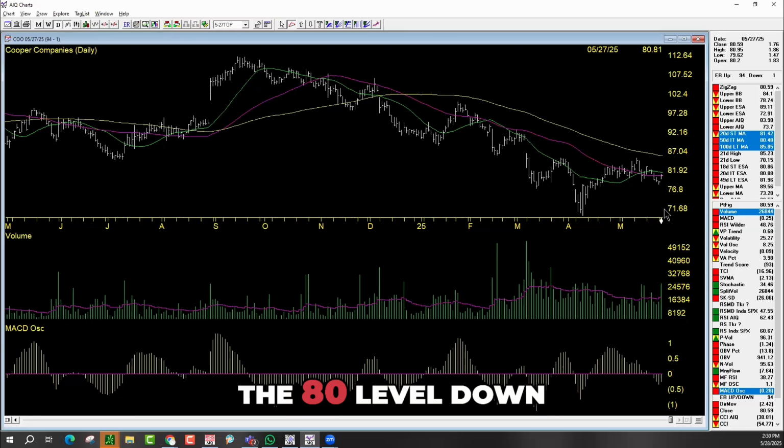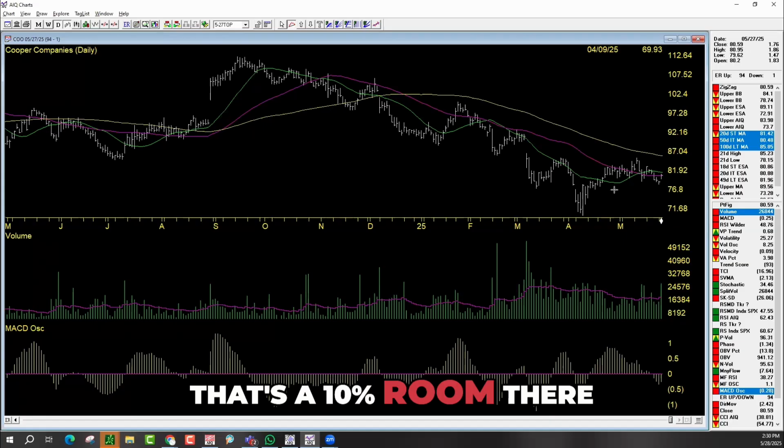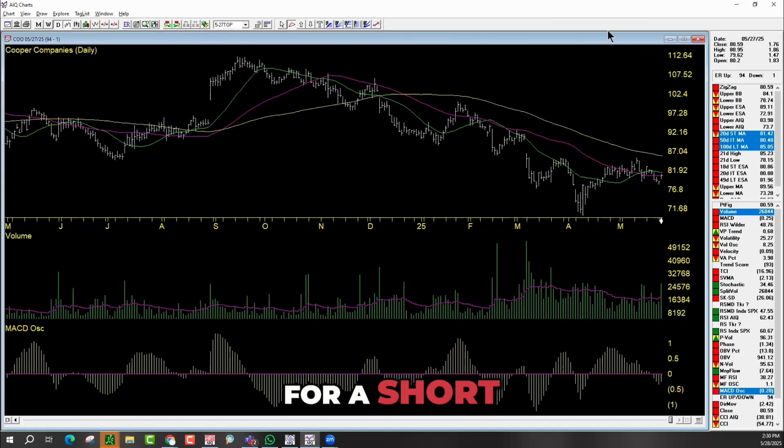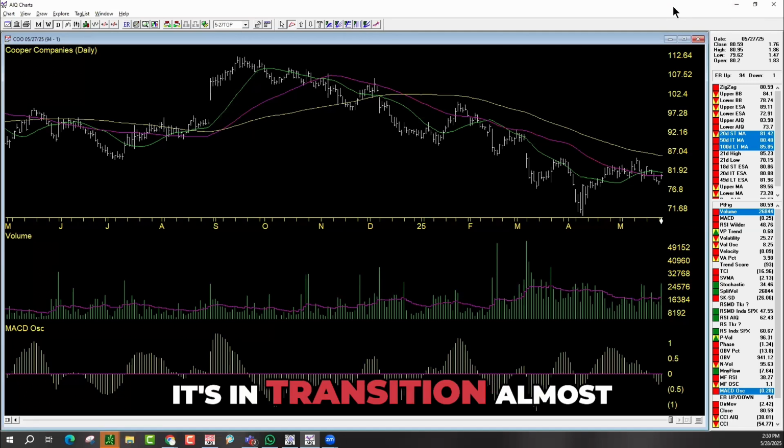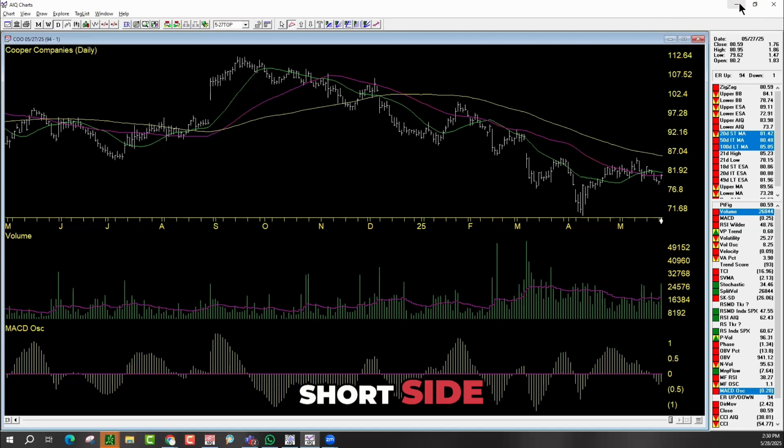You've got room from the 80 level down to about the 70 level. So that's a 10% room there. So plenty of room for a short. But again, very tight stops, I would think, on these because the market is in such flux at the moment. So that's looking from, because we have a flux market, it's in transition almost. We did the short side.